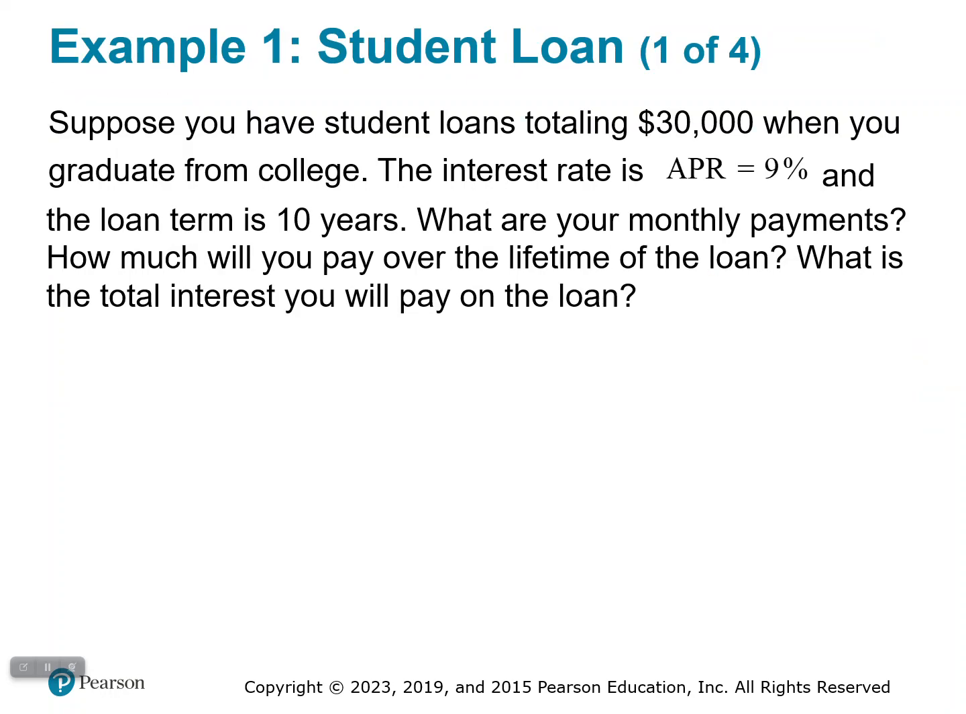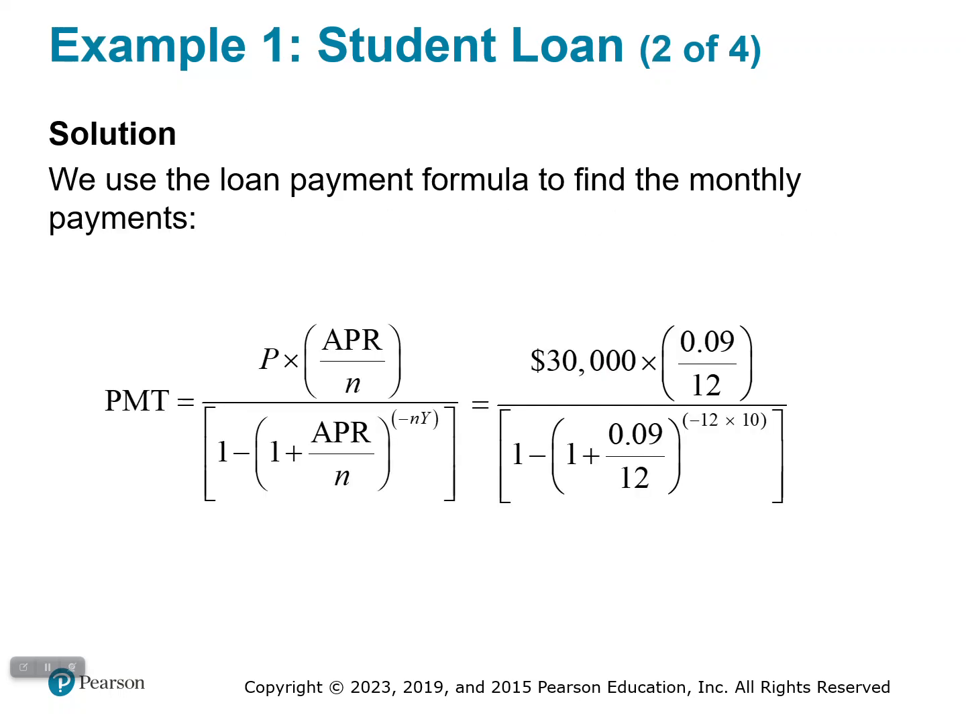Okay, so suppose you have student loans totaling $30,000 when you graduate from college. Congratulations, not only on graduating college, but on only having $30,000 that you owe. Beautiful. Something we can all aspire to. Now, let's suppose the interest rate has an APR of 9% and the loan term is 10 years. What are your monthly payments? How much will you pay over the lifetime of the loan, and what is the total interest you will pay on the loan? Let's start with the loan payment formula.